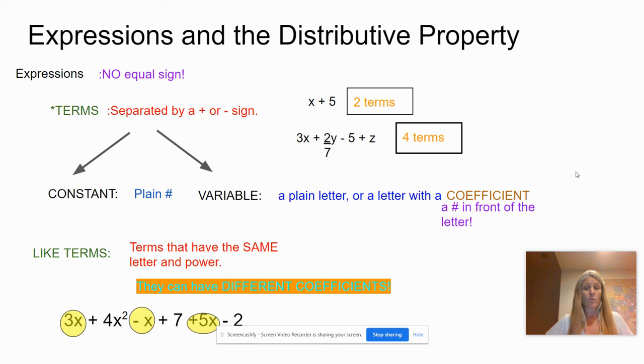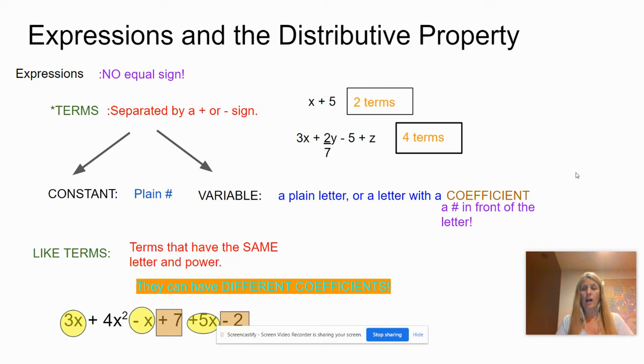Notice 4x squared is not, because it's an x squared. It has to have the same letter and the same power, whether to the third power, to the fifth power, or squared. And then we have another set of like terms here. We have a positive 7 and a negative 2. These are our constants. Constants are like terms.